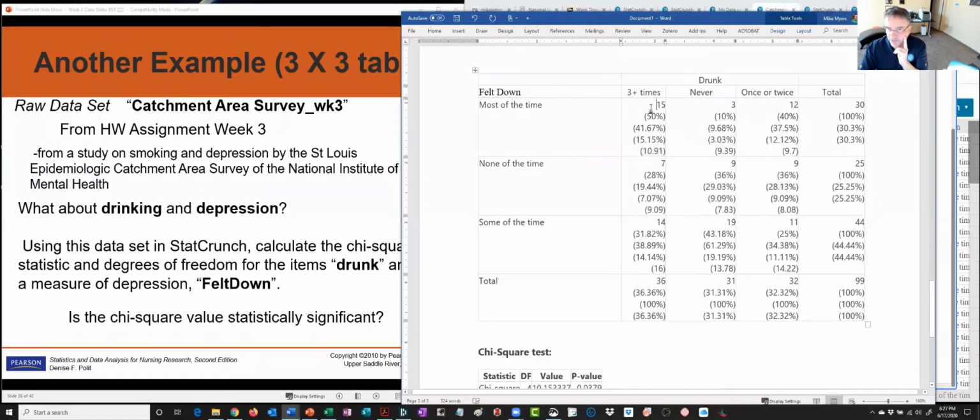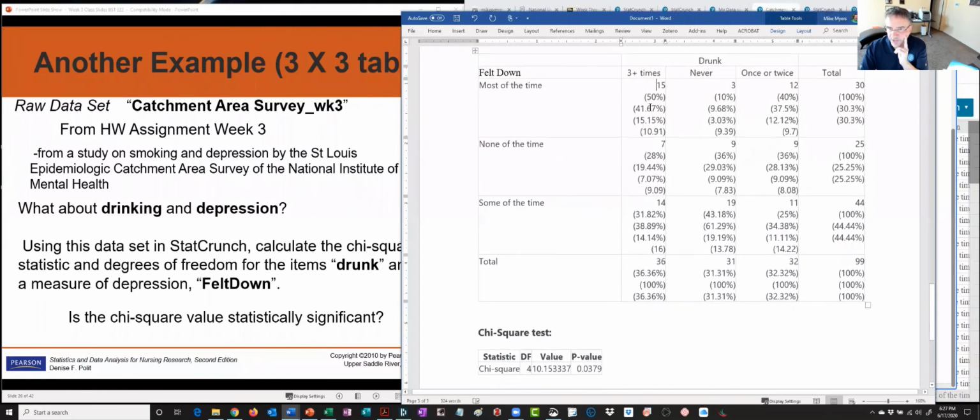We observed 15, so there seems to be more people feeling depressed the more they drink. If they never did, they didn't end up here. This should have been 9, but we only saw 3.